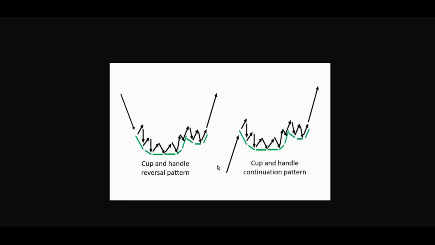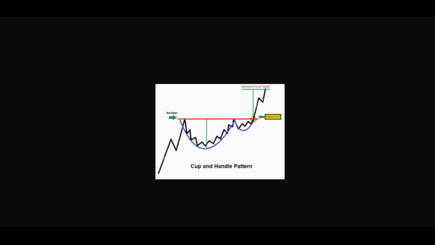So these are two different types of cup and handles. We have a downtrend reversal and an uptrend continuation. So basically, on a downtrend, you can see a curvature followed by a smaller curvature and then a confirmation breakout above the neckline. And then on the uptrend, it's just the same thing, but it's on an uptrend. So I'll show you a couple different variations.